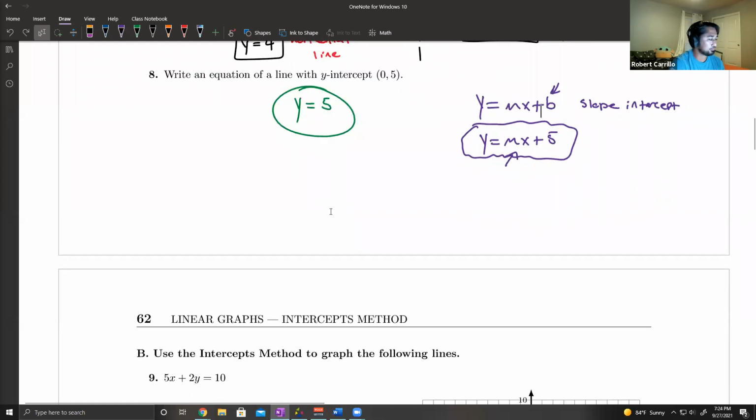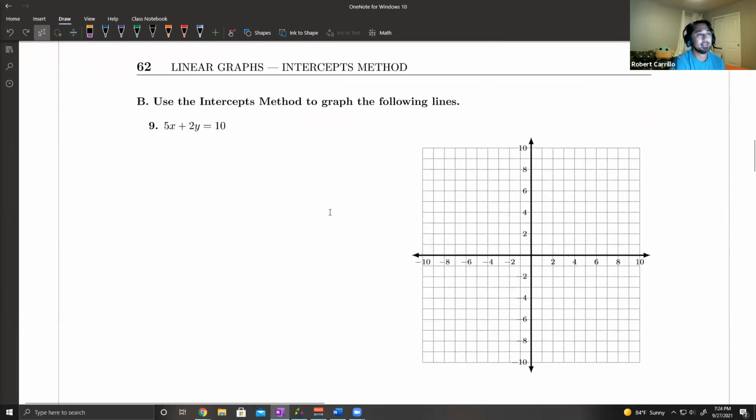All right, cool. Now let's use the intercepts method, what we've been learning today. We're going to find the x-intercept and the y-intercept, and we are going to use those to help us graph a linear equation. Okay, so number 9, we're given 5x plus 2y equal to 10. Let's go ahead and find the x-intercept and the y-intercept, just like we've been doing today.